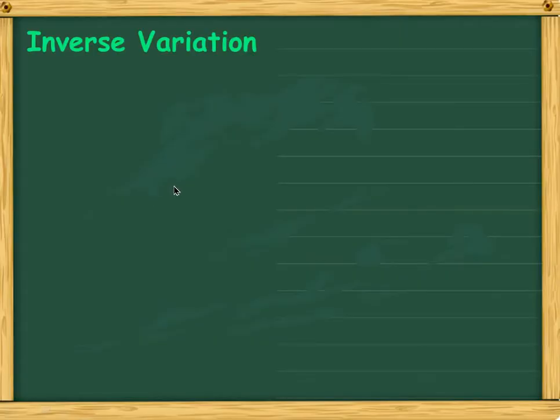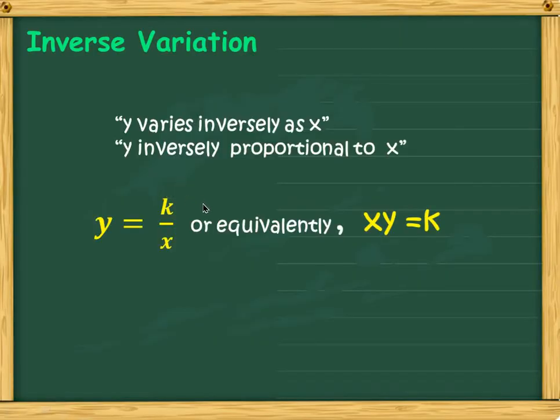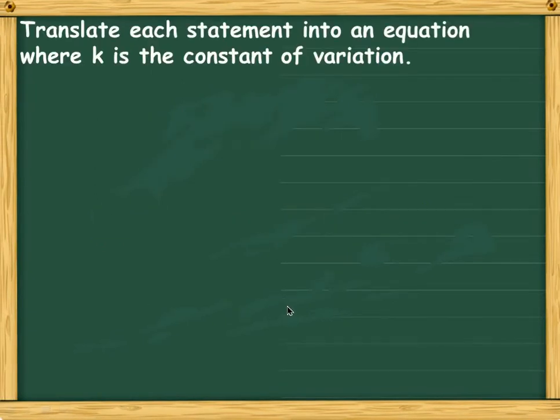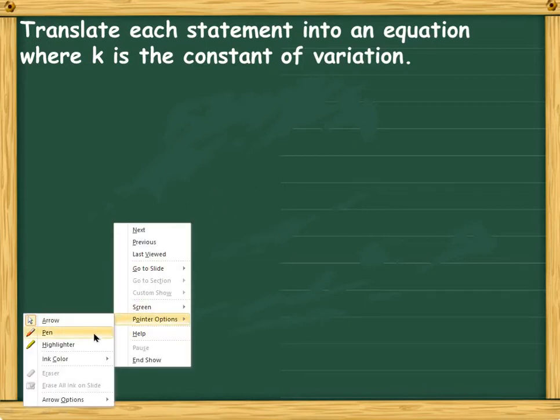So in inverse variation, the following statement, y varies inversely as x, y is inversely proportional to x, can be written as y is equal to k over x. Take note, pag nakita natin yung salitang inversely, magkakaroon tayo ng over, or equivalently xy is equal to k, where k is a constant of variation. Now, let's try to translate each statement into an equation where k is a constant of variation.